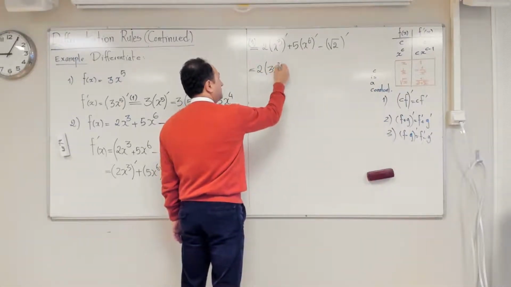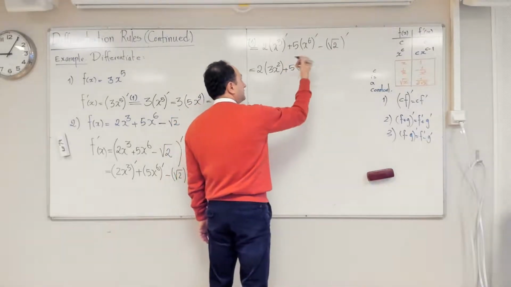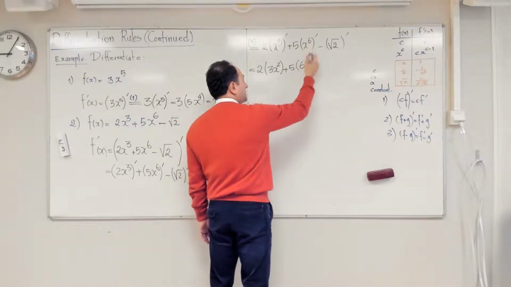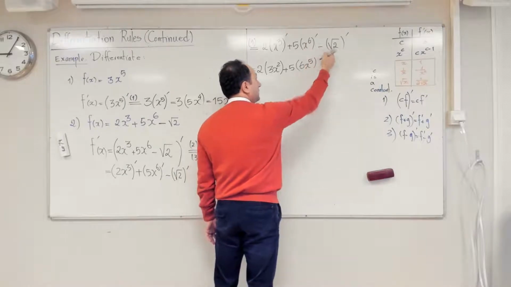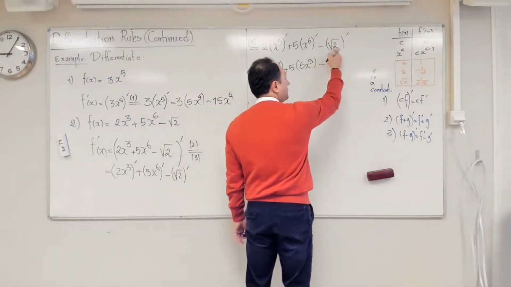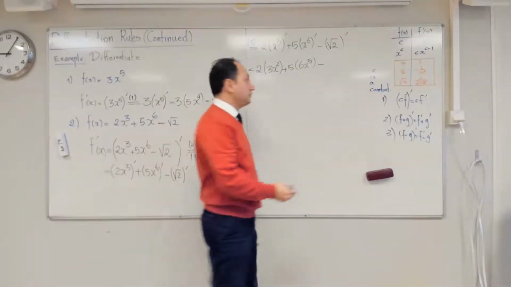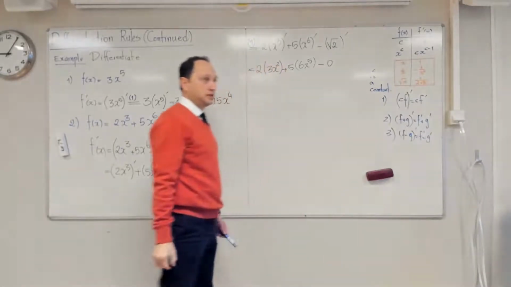3x squared, thank you. And then plus 5, the other one? Yes, everyone. 6x to the power of 5. And this one, minus 0. Because minus is minus. The square root of 2 follows this rule. It's a constant. Any constant, the derivative is 0.